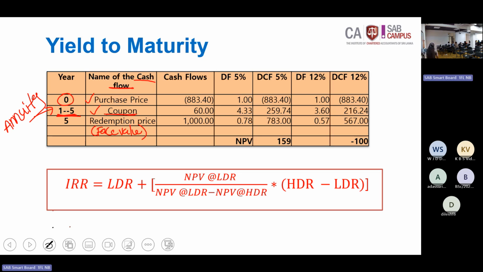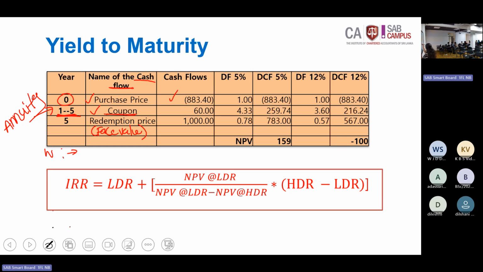Cash flows. How much is the purchase price? 883.4 within the brackets, minus. Right? It's a cash outflow. Right. Coupon payment. How much is the coupon payment? What's the value of the bond? Face value. Okay. Mark it as working number 1. Take it as working number 1.